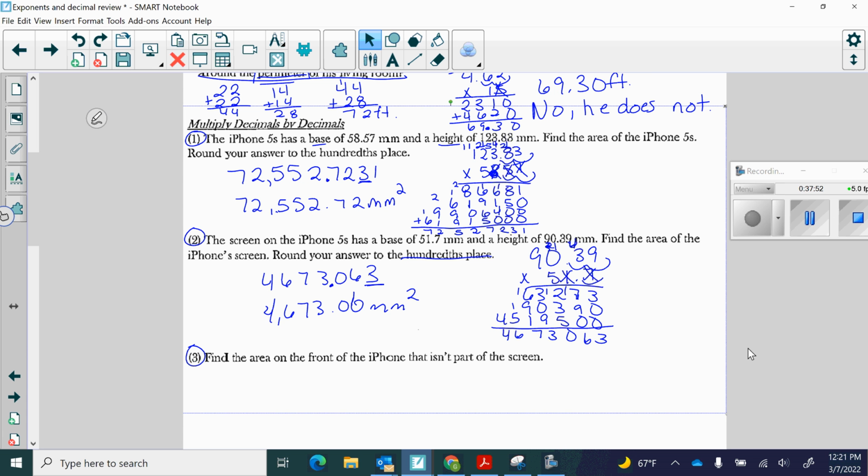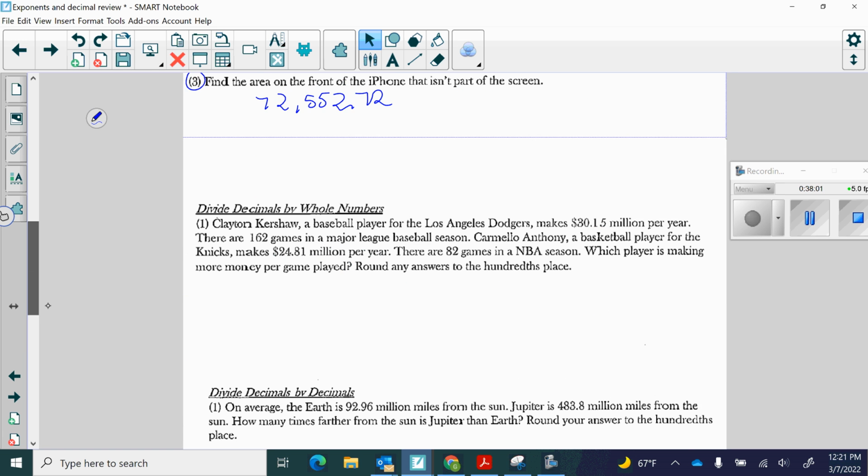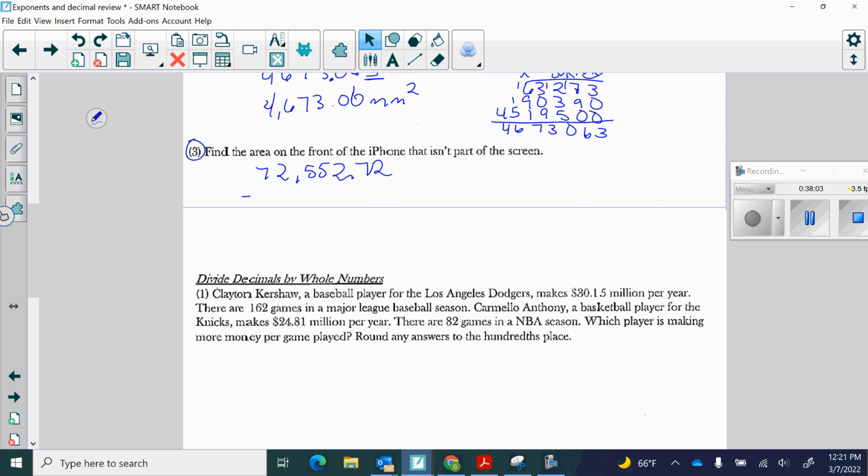There we go. All right, so I have 72552 minus 4673. And remember, your decimals have to line up when you are subtracting. So can I subtract 2 minus 6? No. So I borrow. 12 minus 6 is 6. 6 minus 0 is 6. Bring down my decimal. 2 minus 3. 12 minus 3. 4 minus 7. Can't do it. 14 minus 7 is 7.